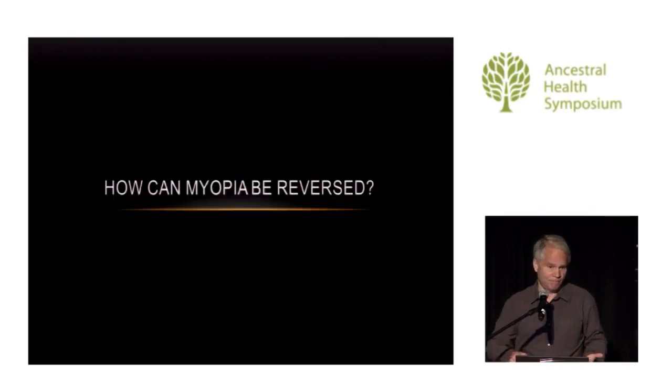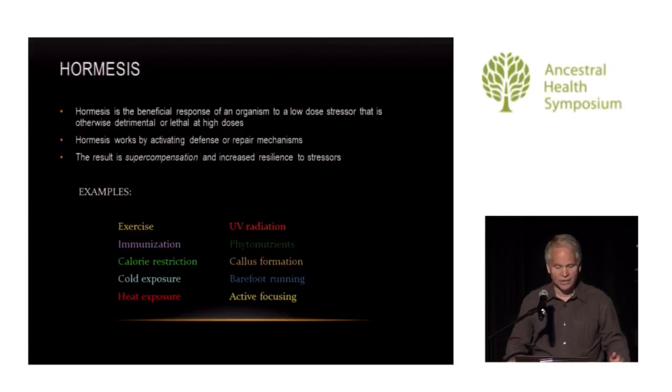So let's see if we can put this into practice. Can we take this learning and turn it into actually a method for reversing myopia? I mean, there you saw an experimental demonstration how actually putting a lens in front of the eye can change its shape. So in this regard, I'd like to touch on a key principle that I write about in my blog, Getting Stronger, and that is hormesis. Hormesis is a beneficial response of an organism to a low-dose stressor that's otherwise detrimental or lethal at high doses. And it works by activating various defense or repair mechanisms.